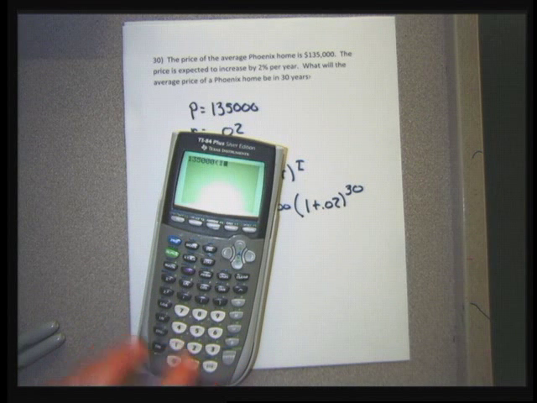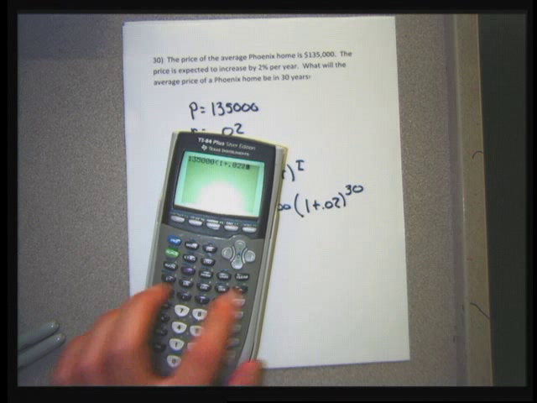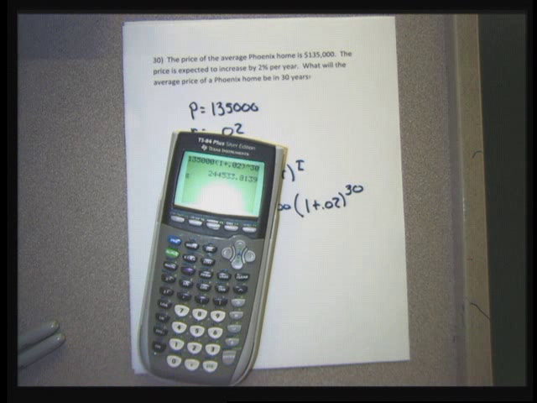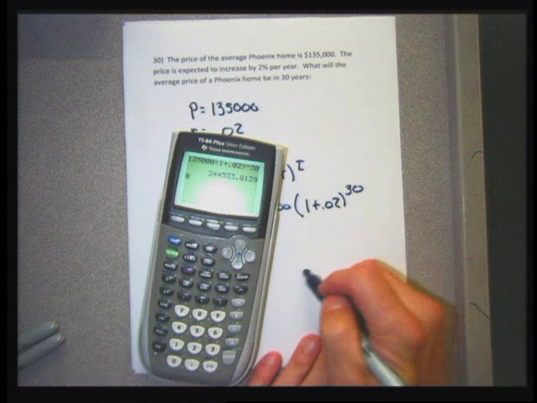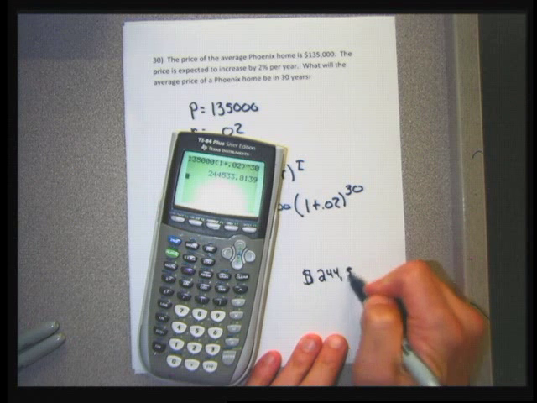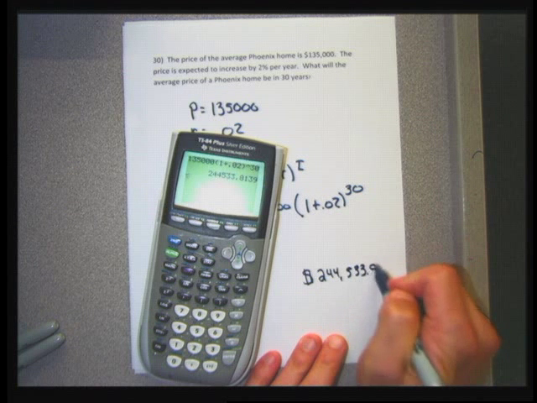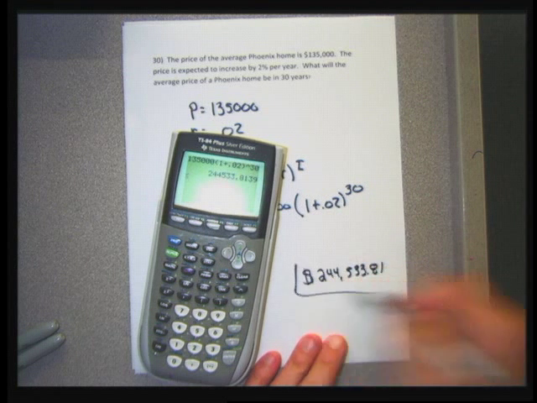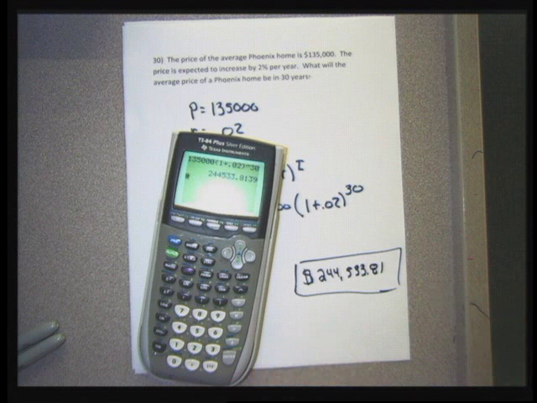135,000 times 1 plus 0.02 up arrow 30. When I do that, that $135,000 house in 30 years should be worth $244,533.81. That's provided the house goes up 2% per year. If it went up more than 2% per year, it'd be more than $244,000. If it went up less than 2% per year, it'd be less than $244,000. But that's a reasonable guesstimate.